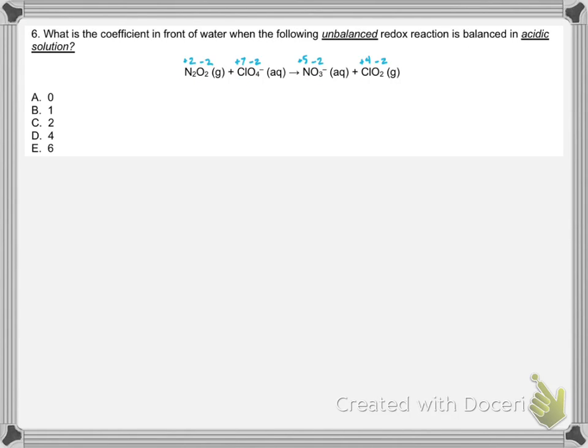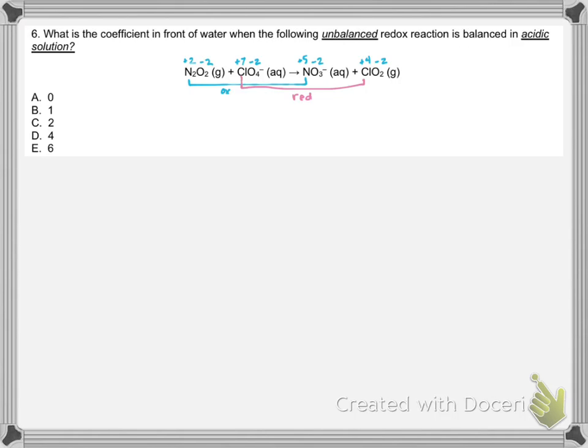Okay, so now we can see that the nitrogens changed oxidation number, going from +2 to +5. So it's becoming more positive, so it must be losing electrons. So it's being oxidized. And we can see the chlorine is changing its oxidation number. It's going from +7 to +4. It's going down, so it must be gaining electrons and being reduced.